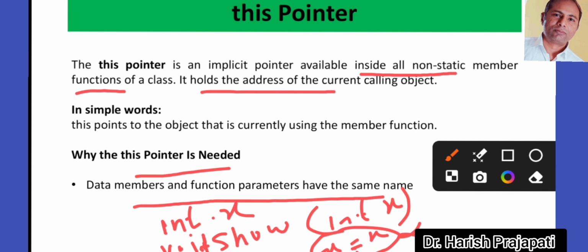So when data members and function parameters have the same name, this ambiguity will be resolved by the this pointer. If we write this arrow x, then the ambiguity will be resolved and the program will run. Otherwise it is not valid in any programming language. So if the member function parameter and variable are the same, the ambiguity will be resolved by this pointer.